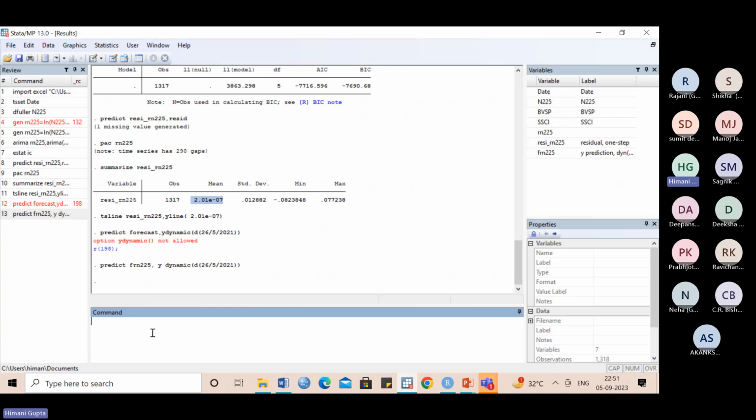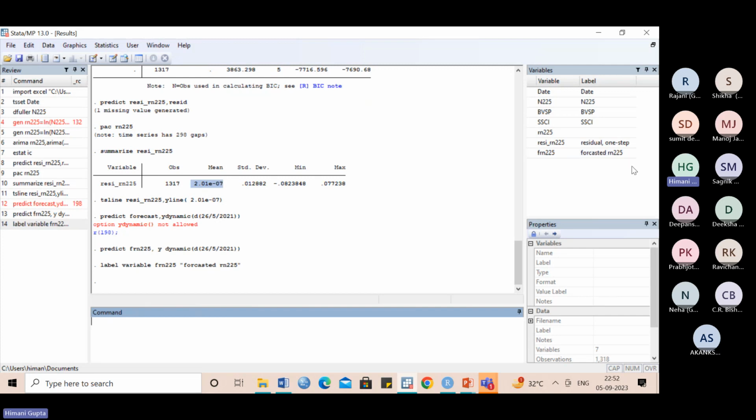Now over here you will see that the label is a long name. I just want to change the label. So I'll say label variable, and I have given a name, FRN225, to be forecasted value. Forecasted RN225. Now see, it has changed the name over here. Got it? How we are going to do it?